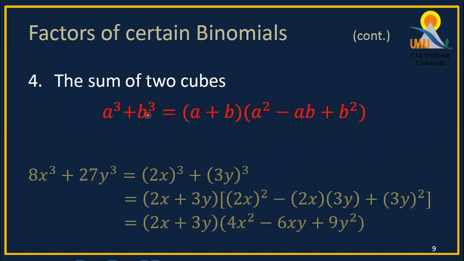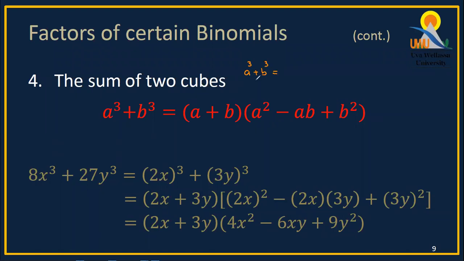We will consider the summation of two cubic terms. When we discussed the summation of two square terms, a squared plus b squared, we did not have a simple method to factor it. But if you consider the summation of two cubic terms, you can do it in this way. Here we have a cubed plus b cubed.